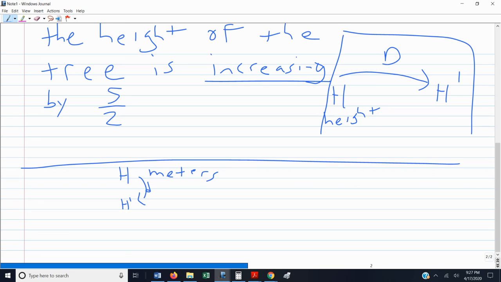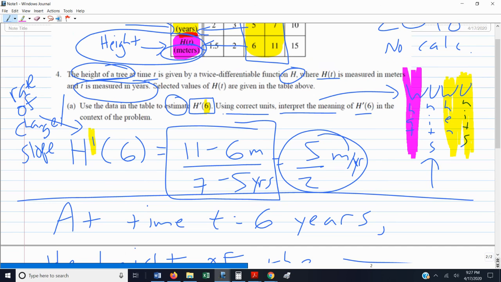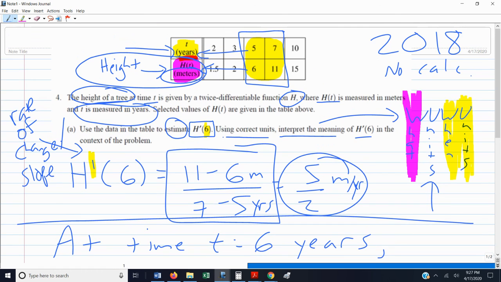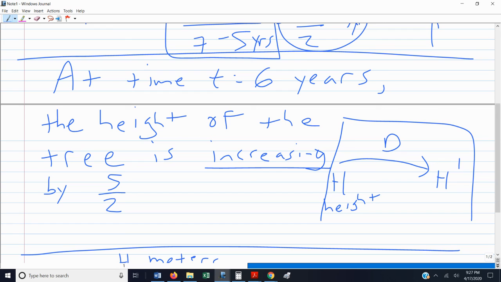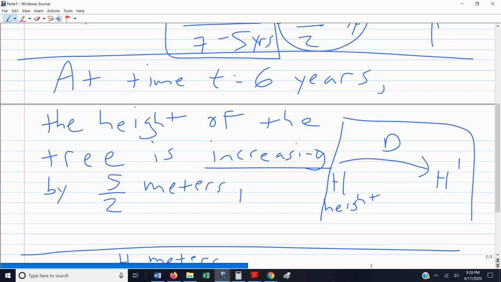And if you were using this diagram at the bottom, and remember we said when you take the derivative, you're dividing by a unit, so it'd be meters per year. You just have to know what is that unit you're dividing by. So it would be years because that's what time is measured in. So going back to our statement, at time t equals 6 years, the height of the tree is increasing by 5/2 meters per year. You could also write it as meters per year, something like that.